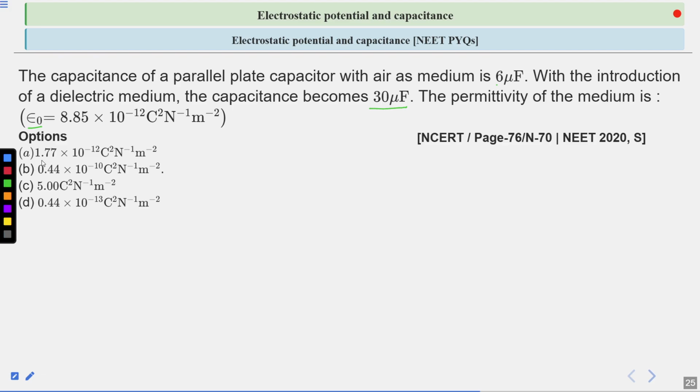Your options are 1.77 into 10 to the power minus 12 coulomb square per Newton meter square, 0.44 into 10 to the power minus 10 coulomb square per Newton meter square, 5 coulomb square per Newton meter square, or 0.44 into 10 to the power minus 13 coulomb square per Newton meter square. I will give you some time to think about it.